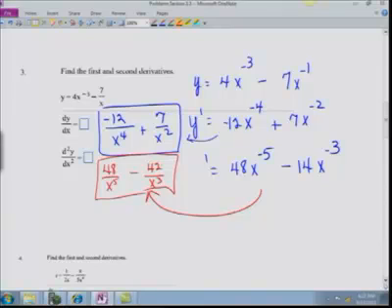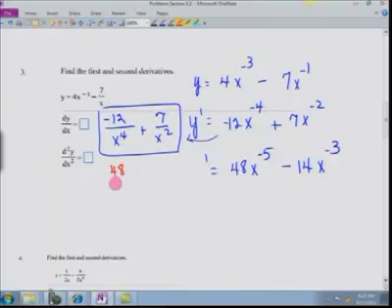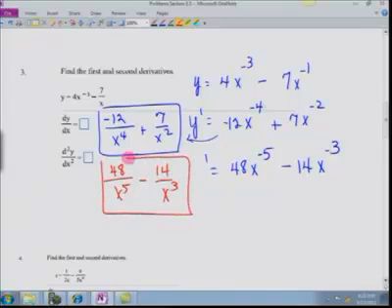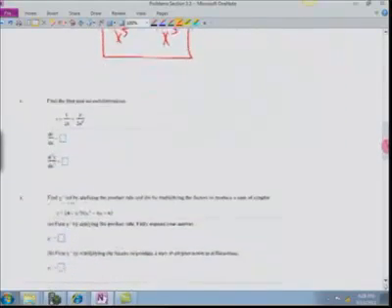Why? See, I'm taking the derivative again. I'm taking the whole thing again instead of just writing the answer. I'm so sorry. 48 over x to the fifth minus 14 over x cubed. Is that better? Okay. Thank you. All right. Think how much you're learning, catching my mistakes.